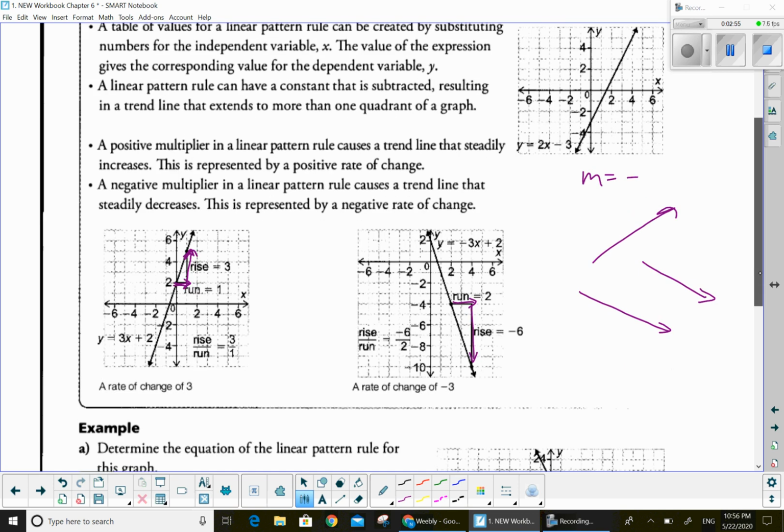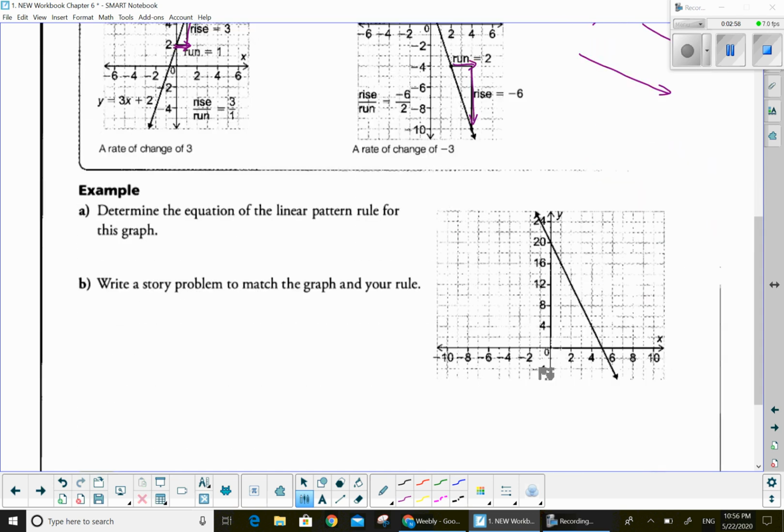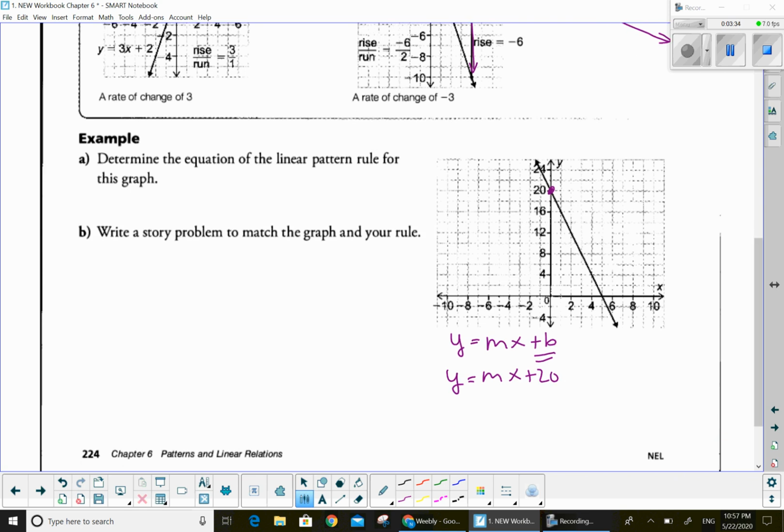Finding equations is going to be the same way. So let's do it. It says determine the equation of the linear pattern rule for this graph and write a story problem matching the graph for your rule. There is a solution on the next page, but I'm just going to go through it with you on this page. I know that my equation is still going to be y equals mx plus b. That hasn't changed. I know that b value is the value where my line crosses the y-axis. So in this case, it crosses here at 20. So it's going to be at least y equals mx plus 20. If it was a negative value, then it would just be minus.